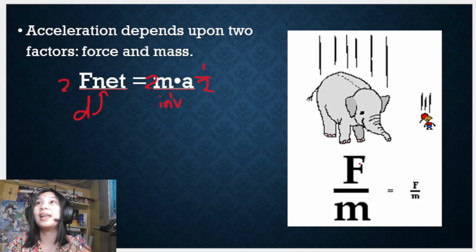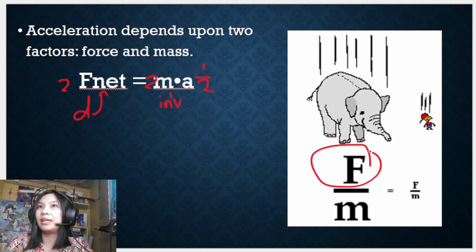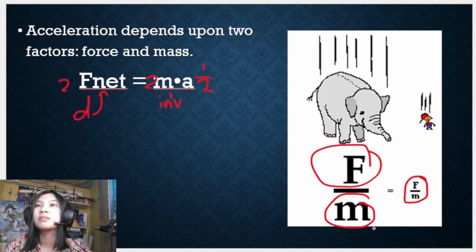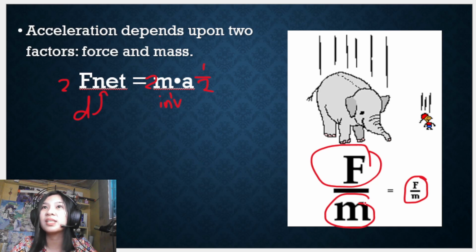For the elephant, its Fnet is big, 10,000. But since its mass is also big, it becomes 10. It is still equal here to the mouse. Because even though the mouse has a low Fnet, its mass is also small, the acceleration is still the same. So it means mass doesn't matter, Fnet doesn't matter. Okay? Just the gravity or the force of gravity itself during the free fall.